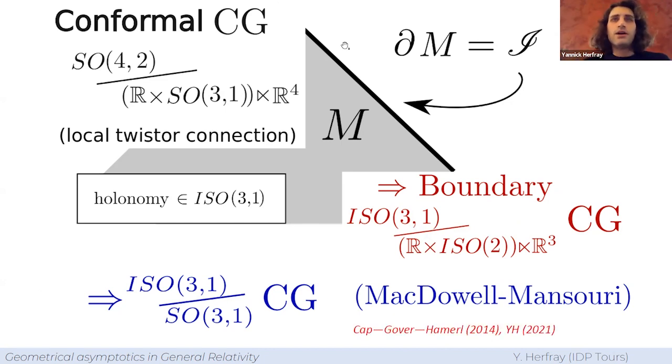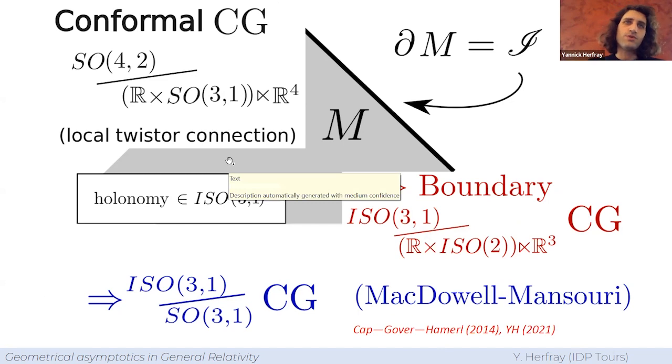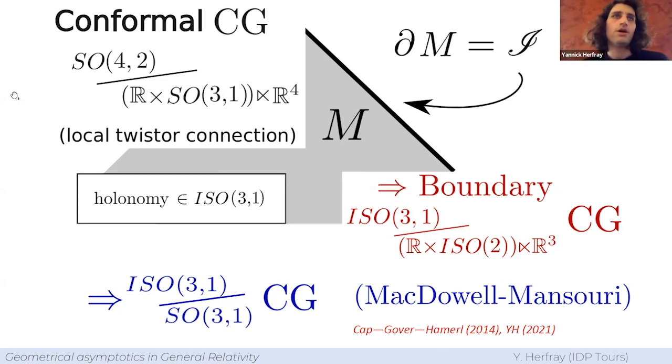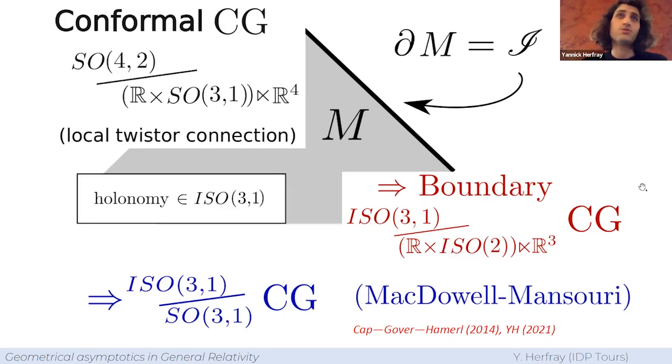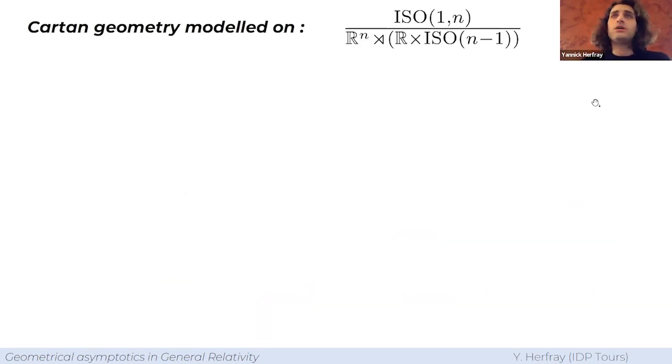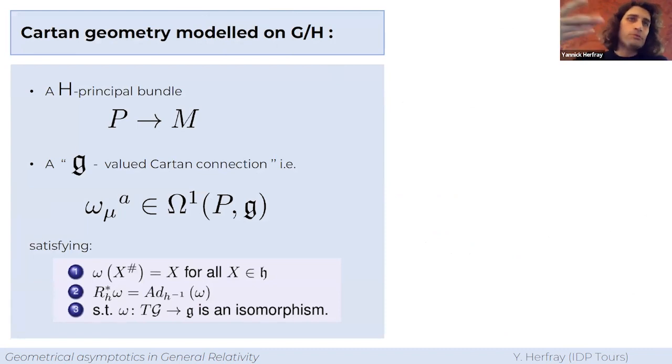I should say that, again, this type of phenomenon follows from general results. But it's a very general theorem, very abstract. And in practice, in each of the nice cases that you care about, you need to work out what is the precise geometry that is produced. This is what I did in this case, in this work. So the first thing you need to do is understand what is a Cartan geometry modeled on these homogeneous spaces. Again, what you need to understand is, first, you have an H principal bundle, and then you have a G-valued Cartan connection.